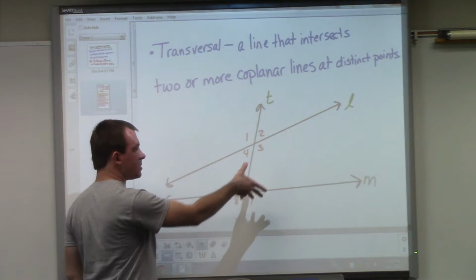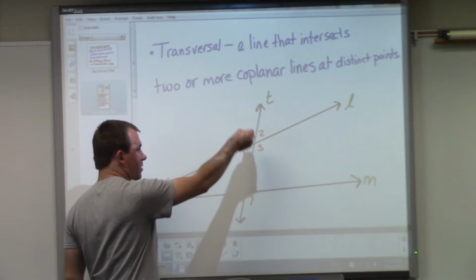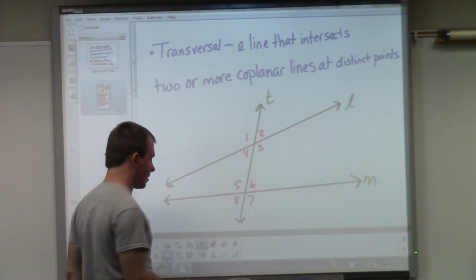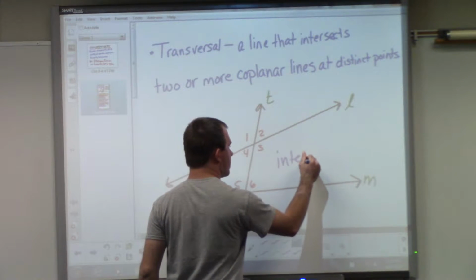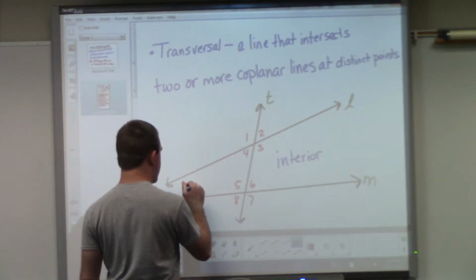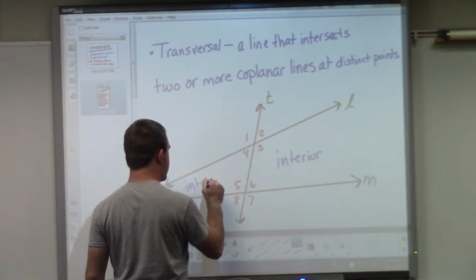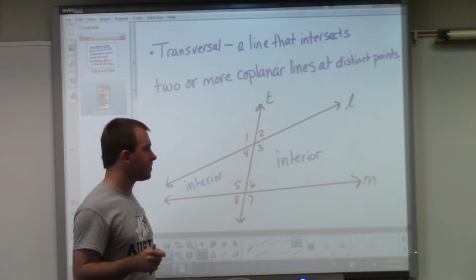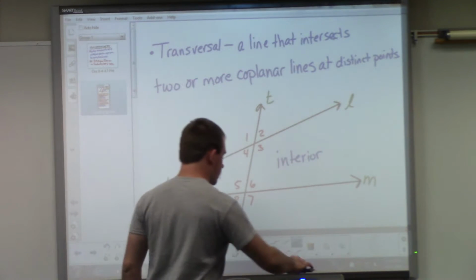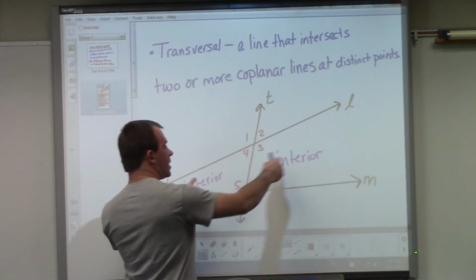So these are the lines. If you smushed them together, everything that's between them is the interior. So this is your interior. This side is also the interior. So that is very important. So we've got the interior.